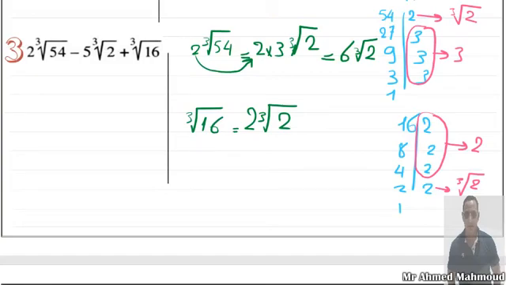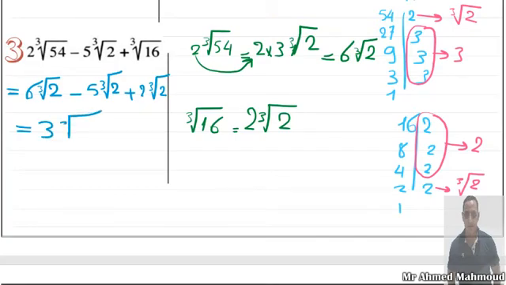Okay, back to the expression. 2 cubic root 54 equals 6 cubic root 2, minus 5 cubic root 2, plus cubic root 16 equals 2 cubic root 2. Okay, here we have like factors because all of them are cubic root 2. Then I'm going to add the coefficients. 6 minus 5 plus 2: 6 minus 5 is 1, plus 2 equals 3. It will be 3 cubic root 2.